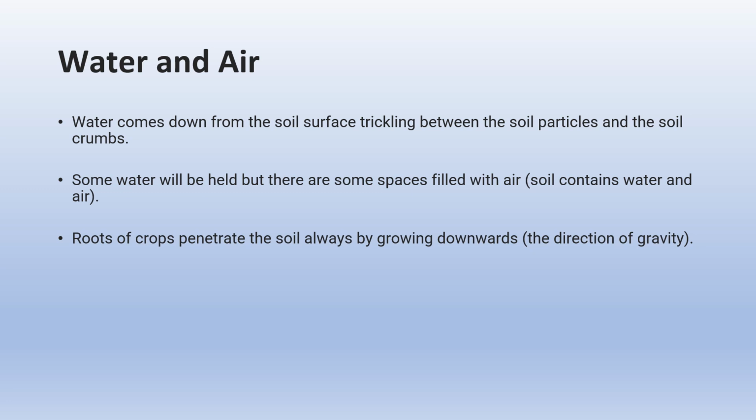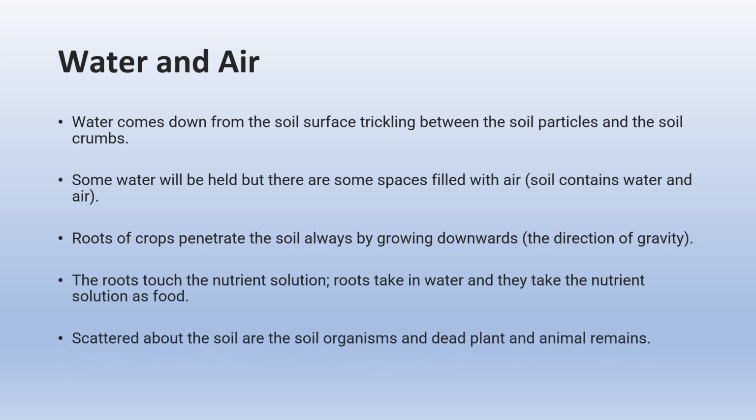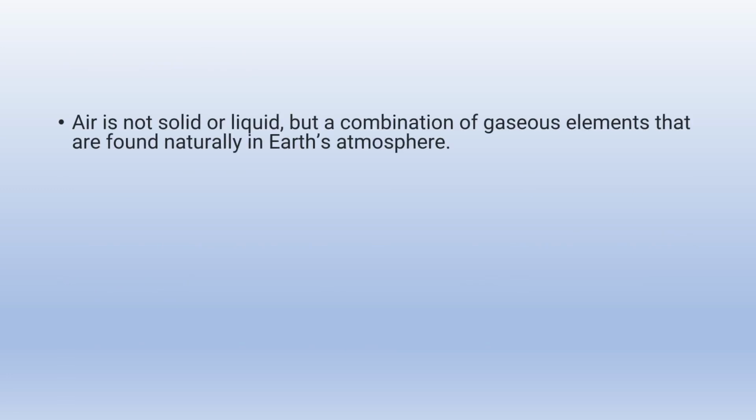Roots of crops penetrate the soil always by growing downwards, in the direction of gravity. When the roots touch the nutrient solution, they take in water and they take the nutrient solution as food. Scattered about the soil are the soil organisms and dead plant and animal remains. Air is not solid or liquid, but a combination of gaseous elements that are found naturally in Earth's atmosphere.